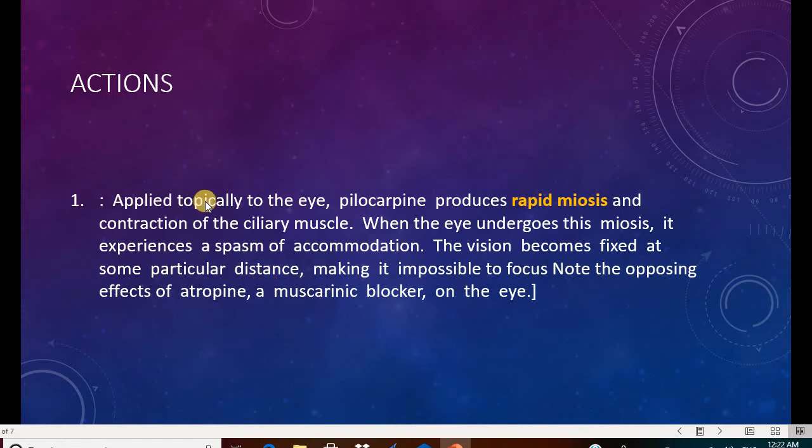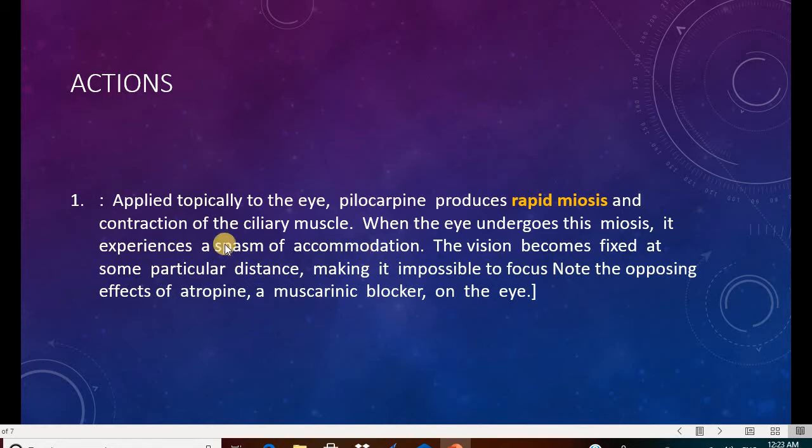Pilocarpine action. Applied topically to the eye, pilocarpine produces rapid miosis. Miosis means contraction of the pupil and contraction of the ciliary muscles. So whenever you give pilocarpine, it causes contraction of the pupil and contraction of the ciliary muscles. When the eye undergoes this miosis, when your pupil is contracted, it experiences a spasm of accommodation.